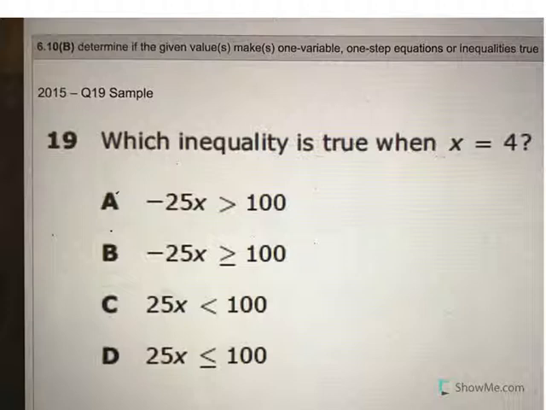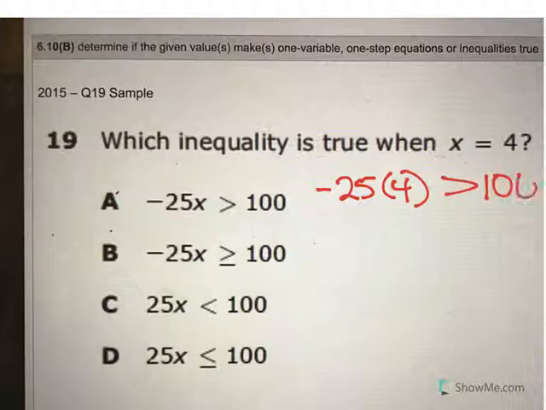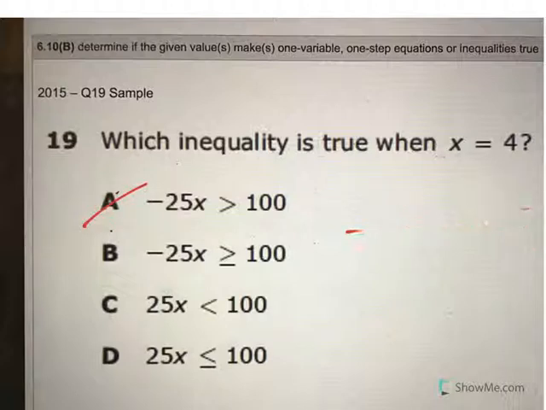So let's start with A. Negative 25 times 4 is greater than 100. So negative 25 times 4 is negative 100. So this statement is saying negative 100 is greater than 100. Yeah, I don't think so. So it's not A.